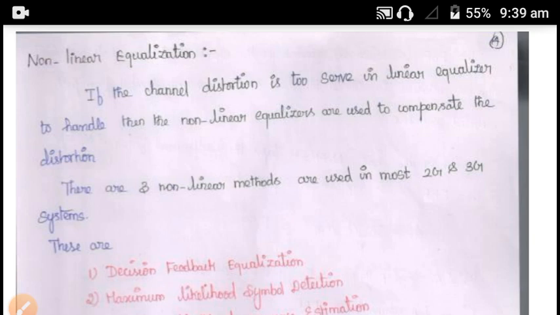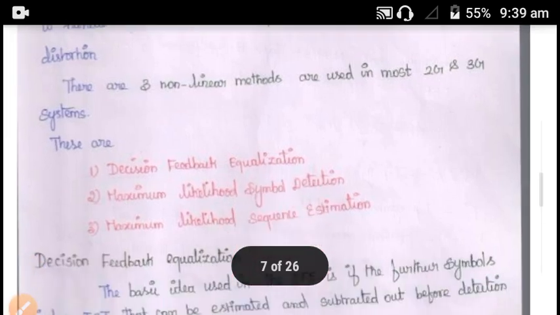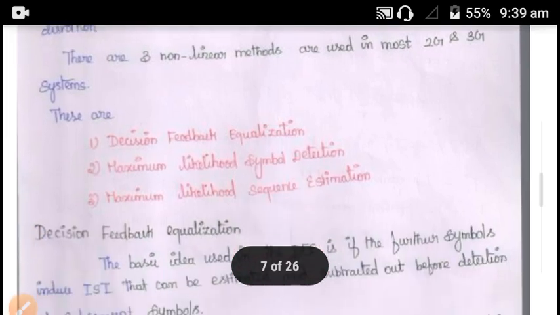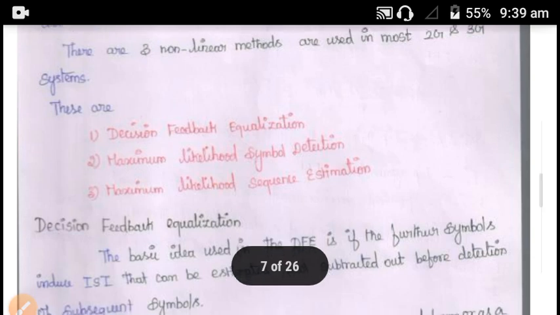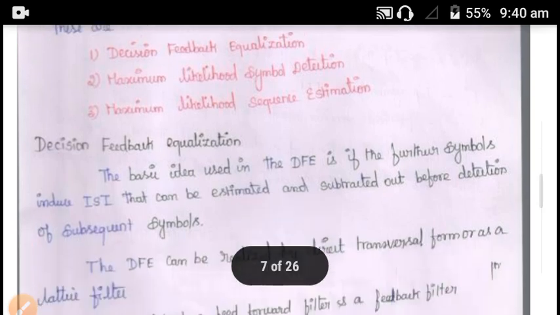So if the channel distortion is too severe for the linear equalizer to handle, then non-linear equalizers are used to compensate the distortion. So this non-linear equalization is more efficient than linear equalization. There are three non-linear equalization methods, which are used in most of the 2G as well as 3G systems. They are decision feedback equalization, maximum likelihood symbol detection, and maximum likelihood sequence estimation.